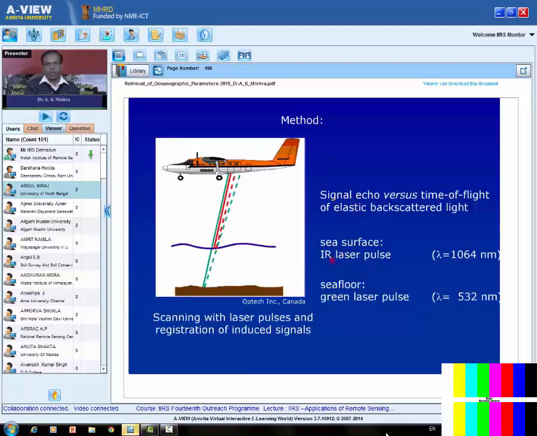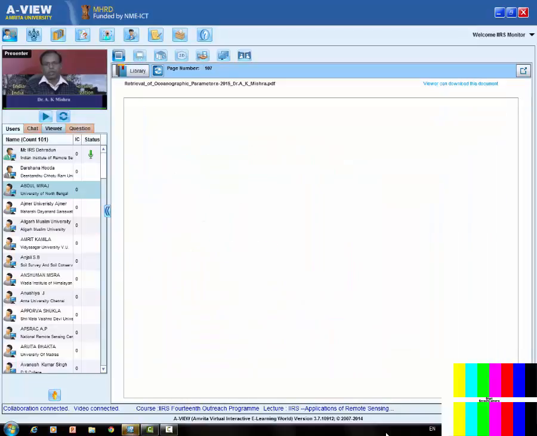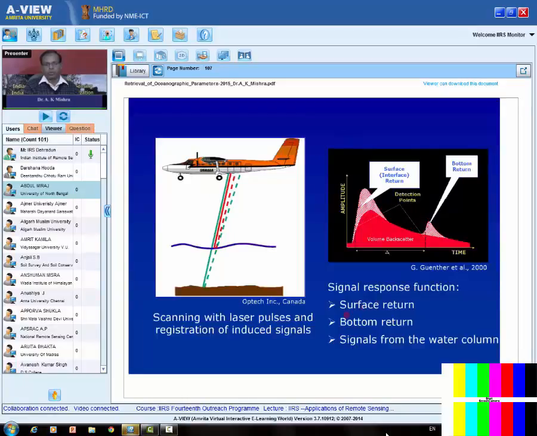That is, the IR laser pulse is around 1064 nanometer, and the green pulse is around 532 nanometer, and these two differences will give you the water depth. So this graph shows you the surface return, the bottom return, and the signal from the water column.